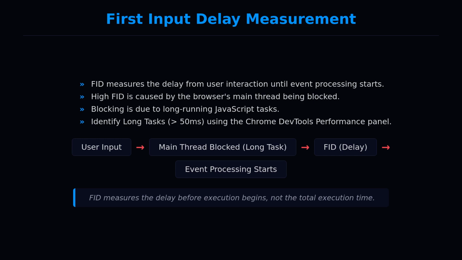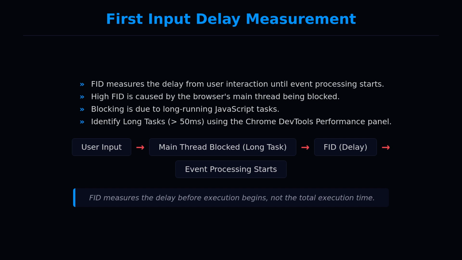First input delay measures page responsiveness during the critical loading phase. It tracks the time from a user interaction until the browser starts processing the event. High FID occurs when the browser's main thread is blocked. This blocking is caused by long-running JavaScript tasks.